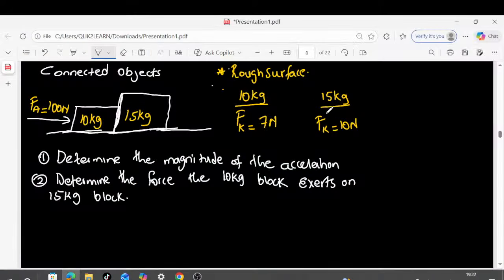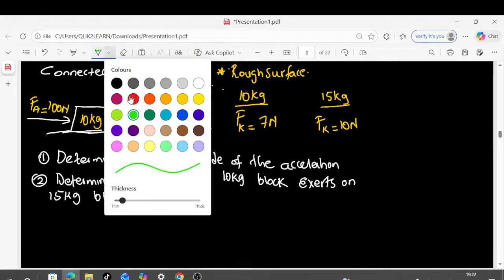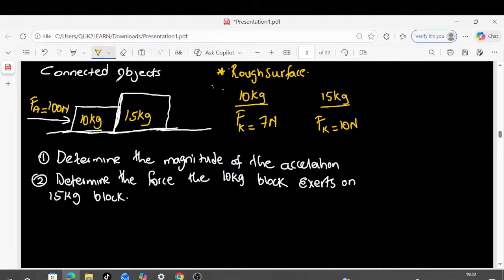So now, remember guys, we are working on something different, and I need your attention on this. We are given two objects that are connected, and this is the information that we have so far. One thing I need you to remember first: these two objects are connected. There's no tension between the two objects.